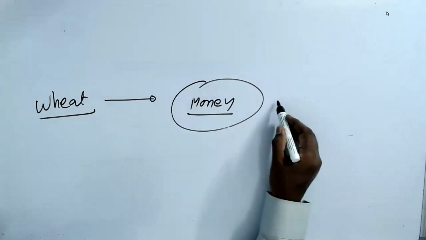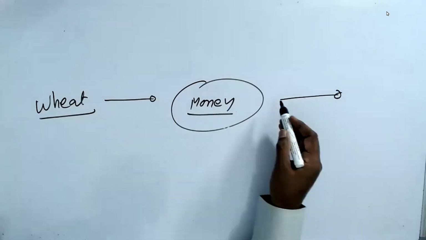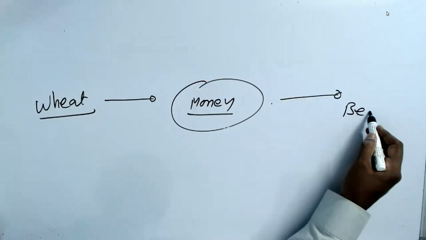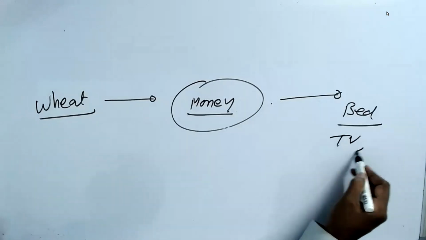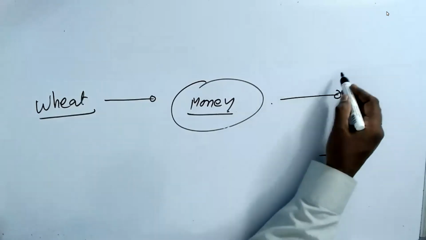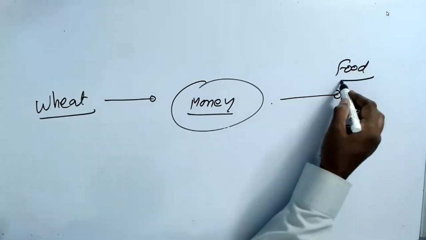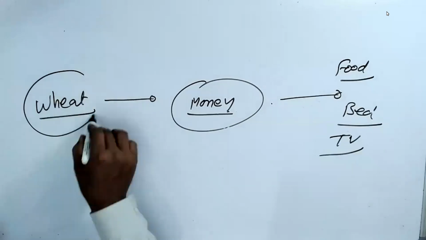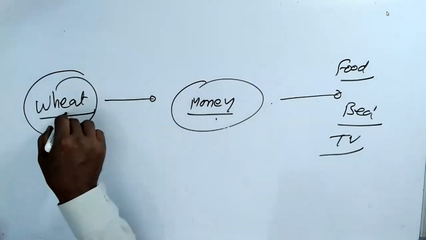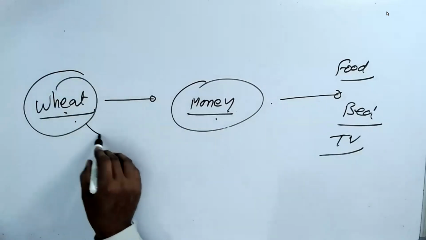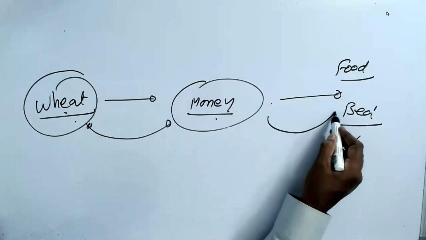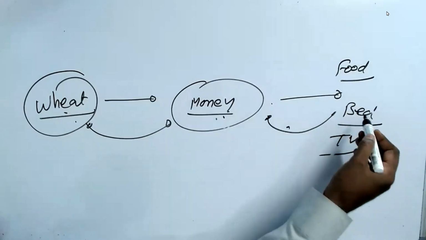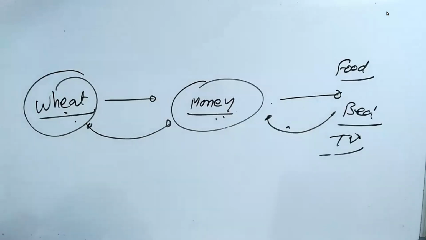But once the money is converted, I use the money to buy a bed, I sleep. I use the money to buy a TV, I watch. I use the money to buy food, I eat. But you don't worry about how the money is produced. It was produced by converting the wheat to money in one place. In the other place, you are converting the money to the bed and TV and food. You understand now? Is it clear?